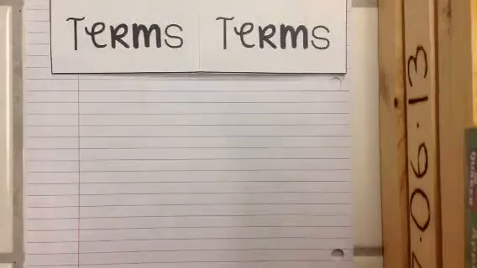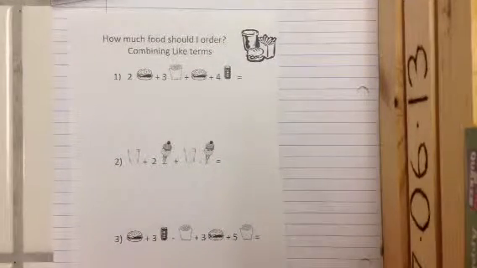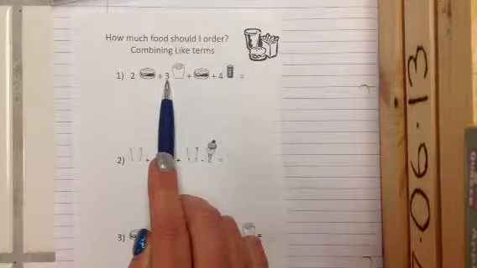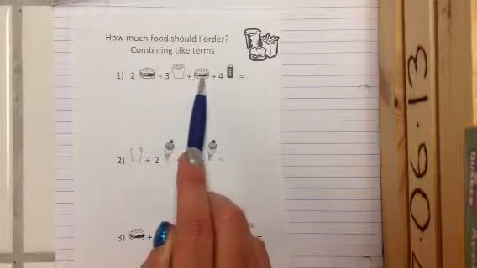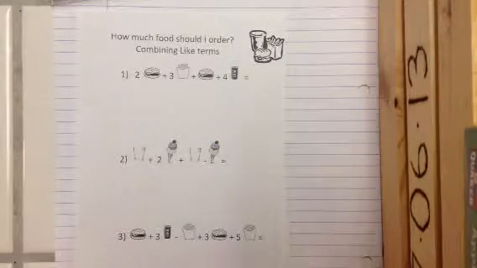And before we fill that out, I want to look back at the activity or half sheet of paper that you were just given. It has to do with placing an order for fast food. How much food should I order? Combining like terms. So you can see in the first one they have 2 burgers plus 3 fries plus 1 burger plus 4 colas. Well, I can't order those all as one thing.